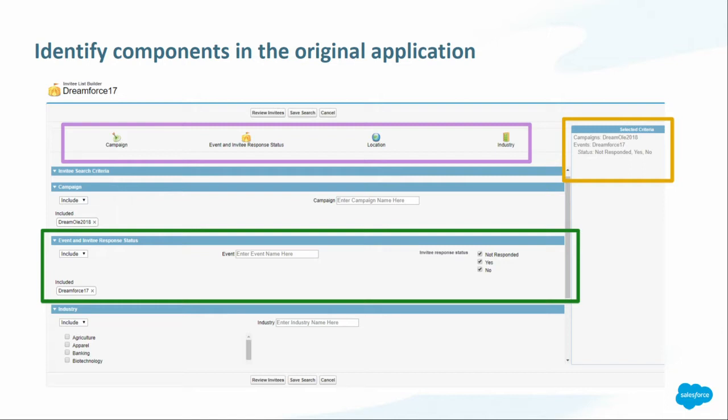So the first step that we follow in our approach was to identify the components. This is the original application in Salesforce Classic, and this step is very interesting and exciting because this will kind of define the reusability of your components. You have to define the granularity.